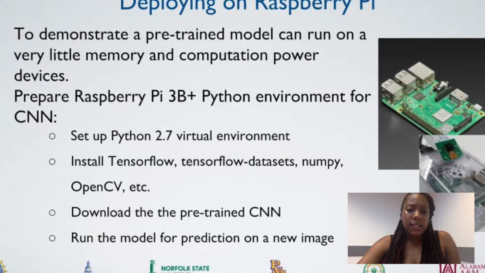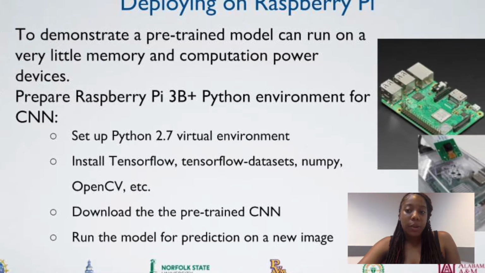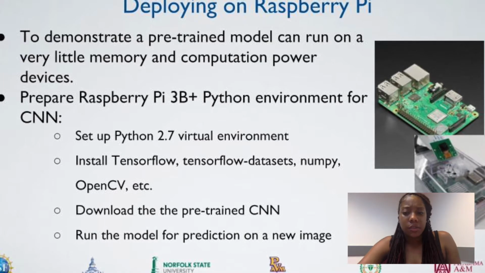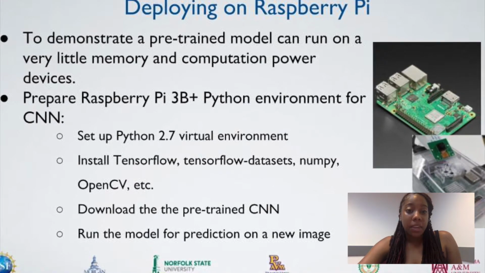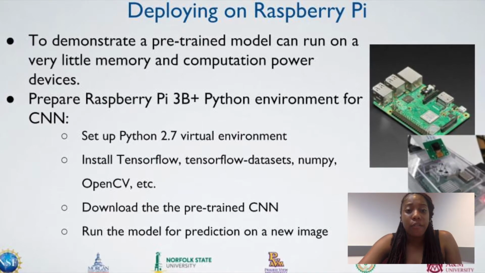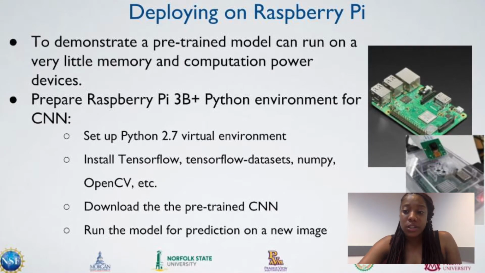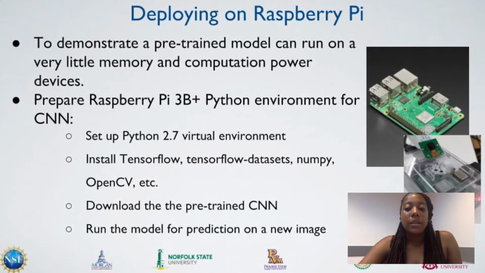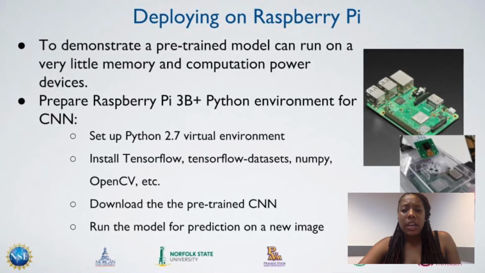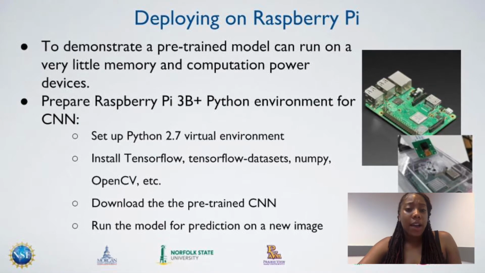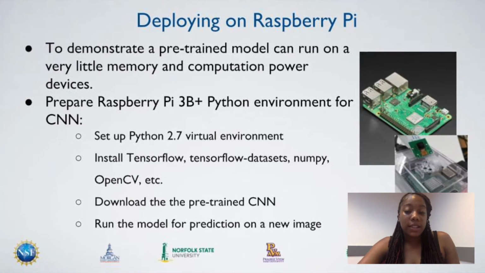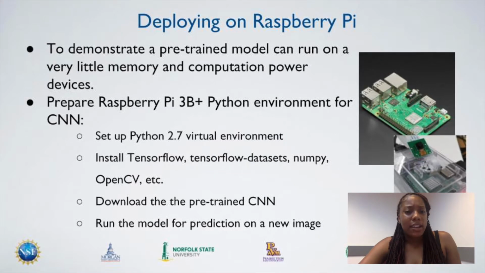We deployed our CNN onto a Raspberry Pi to demonstrate that a pre-trained model can run on a very little memory and computation power device, a small CPU. We prepared the Raspberry Pi, the 3B+, for a Python environment by setting up TensorFlow 2.7 as our virtual environment. We installed TensorFlow datasets, NumPy, and OpenCV, and then we downloaded the pre-trained CNN to run the model for prediction of a new image. The reason why we deployed our CNN onto a Raspberry Pi and set up our own virtual environment was because the 2.7 environment originally did not recognize our CNN code.